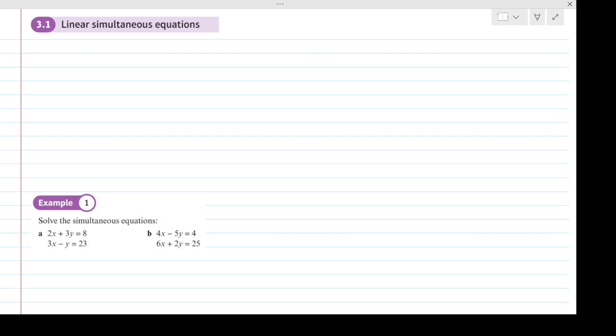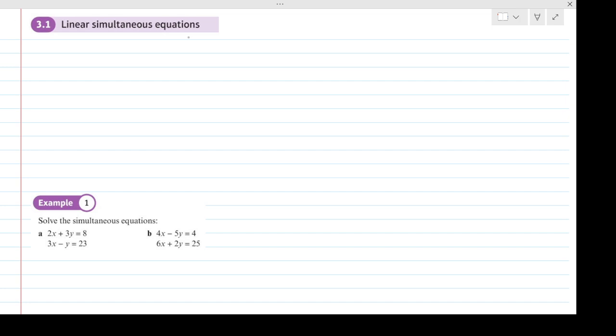Hello. In this chapter, we're going to look at solving more types of equations and inequalities. In particular, we're going to first look at linear simultaneous equations. You would have seen this at GCSE, but with simultaneous equations, essentially, we have multiple equations with the same variables.